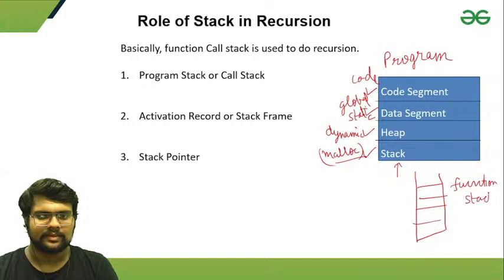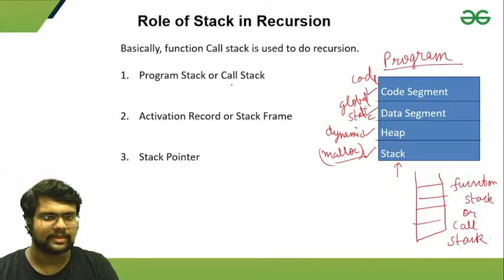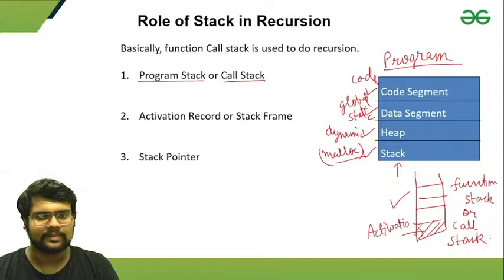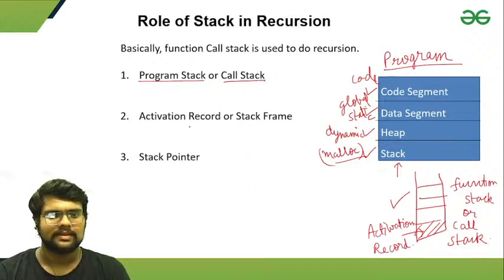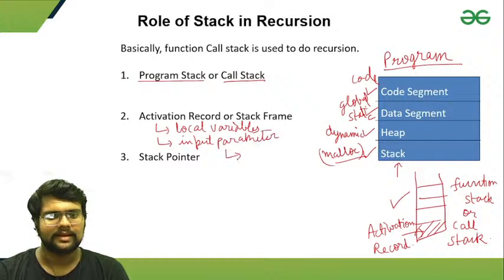It is called the function stack, or it is also called the call stack. So this is about the program in main memory. Here the call stack, program stack, or function stack is used for recursion. Each entry in this stack is called an activation record, or it is also called a stack frame. So the stack frame contains the local variables of the function, the input parameters, and the return address.